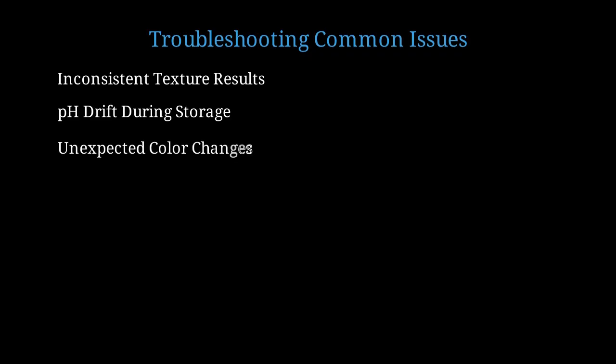Color degradation suggests oxidation, heat damage, or light exposure. Test for lipid oxidation. Verify packaging integrity. Check storage conditions. Inconsistent viscosity indicates formulation or process variability. Verify ingredient weights, mixing time and speed, and temperature control.